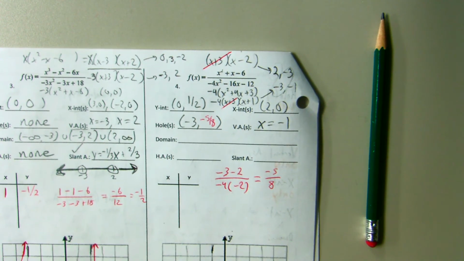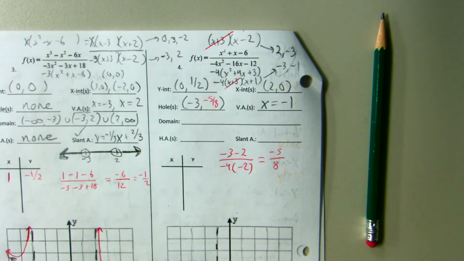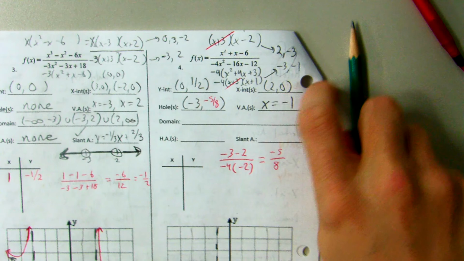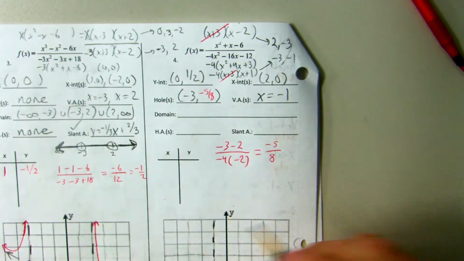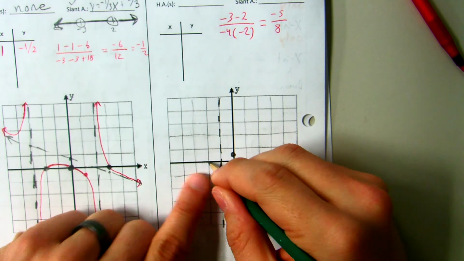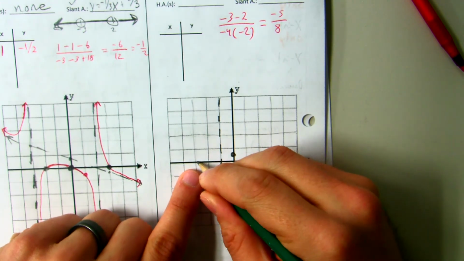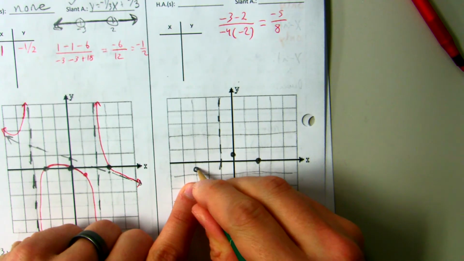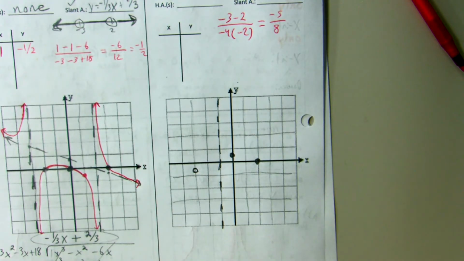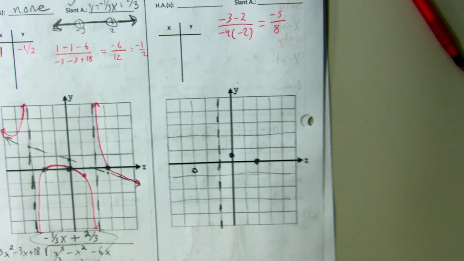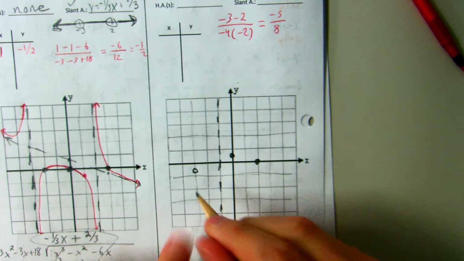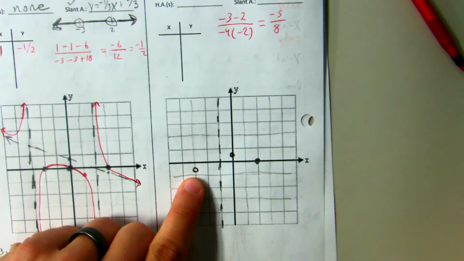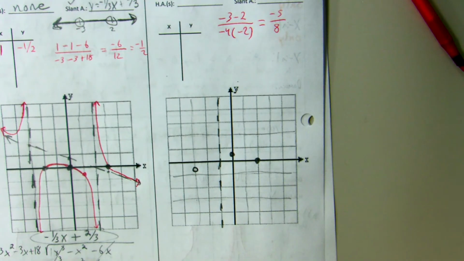Now you can't really draw the hole on the graph because it doesn't exist there. So what we do instead is we put a big open circle there. When x is negative 3, y is negative 5/8. 4/8 would be a half, so negative 5/8 is a little bit less. So, open circle to show where the hole is.